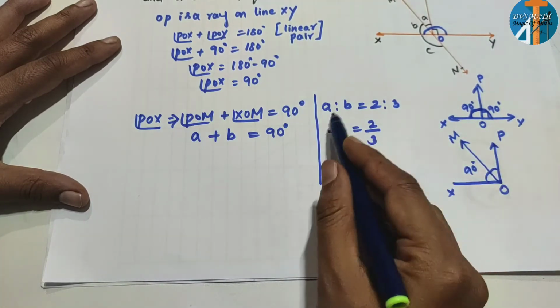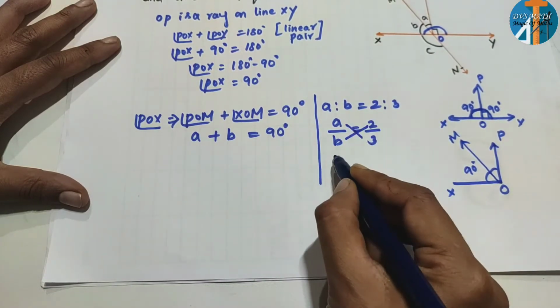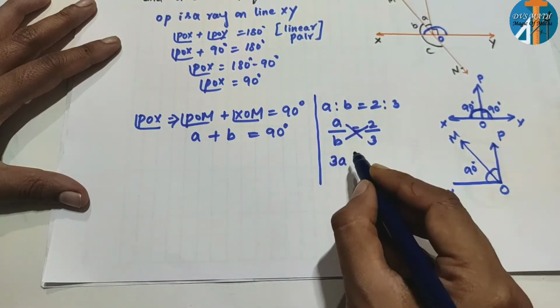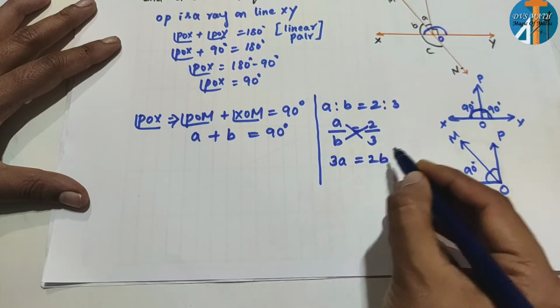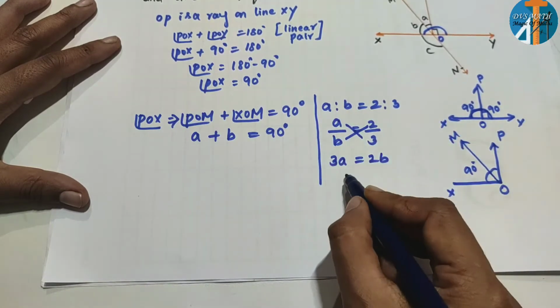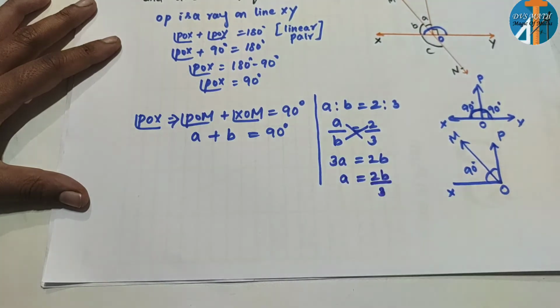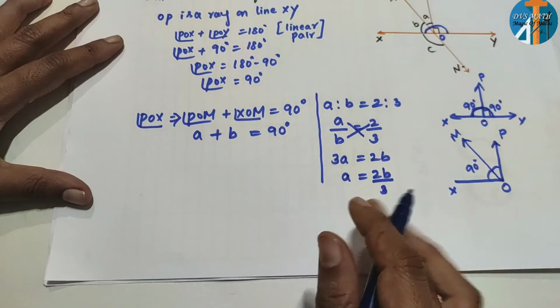Okay. Now here you convert this equation in terms of any one. Cross multiply these two. You will get 3A. Observe carefully. 3A is equal to 2B. Cross multiply. So 3A is equal to 2B. Now you want only the value of A. You will get 2B by 3, right? 2B by 3. Now let us substitute here.